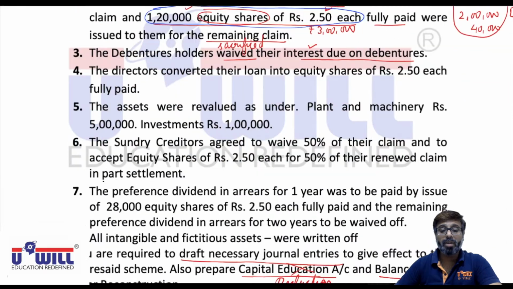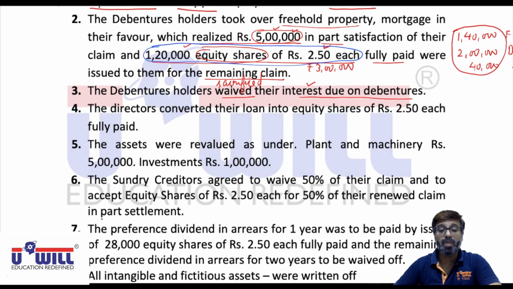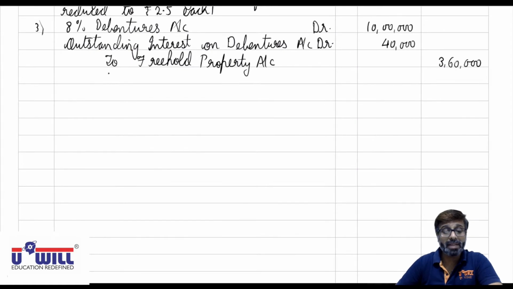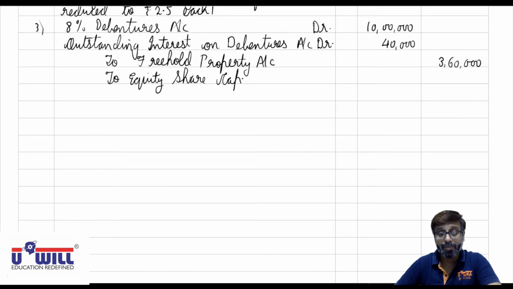Then what we are issuing them in part settlement is 1,20,000 equity shares of 2.5 each. So we are giving them equity shares. Equity shares go out. Credit what goes out to equity share capital account with 1,20,000 into 2.5, that is 3 lakhs.